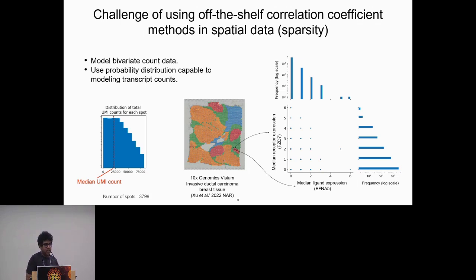So when I first started this project, one idea that I first tried as a computational person is to model this as bivariate count data. And bivariate count data is not that well studied in CS, but in stats, it has been quite a well studied thing for many years. And what I realized is that there is no canonical way of modeling bivariate count data.